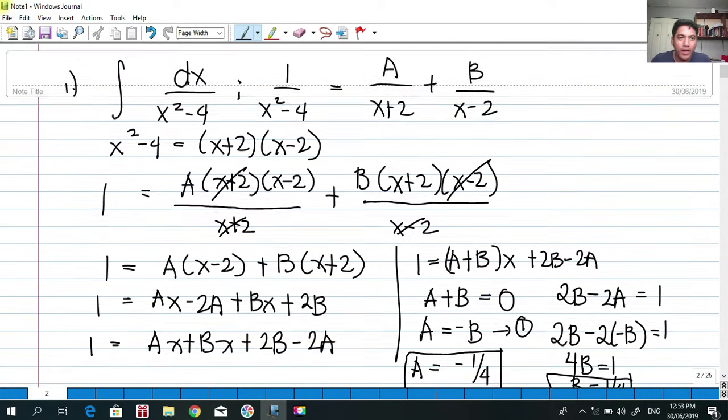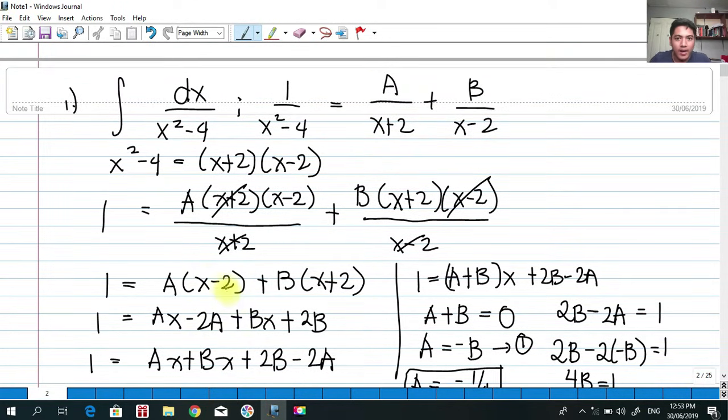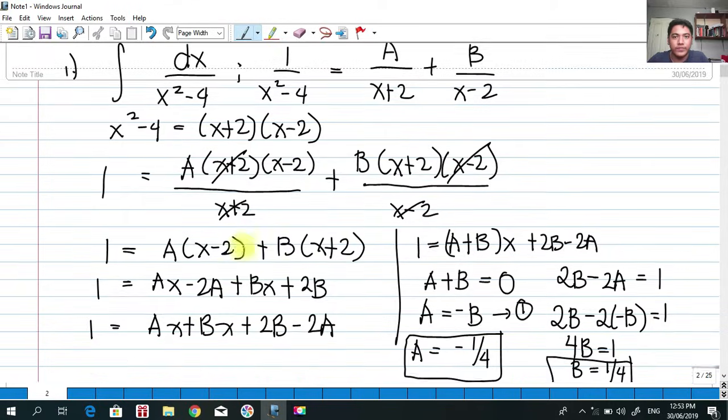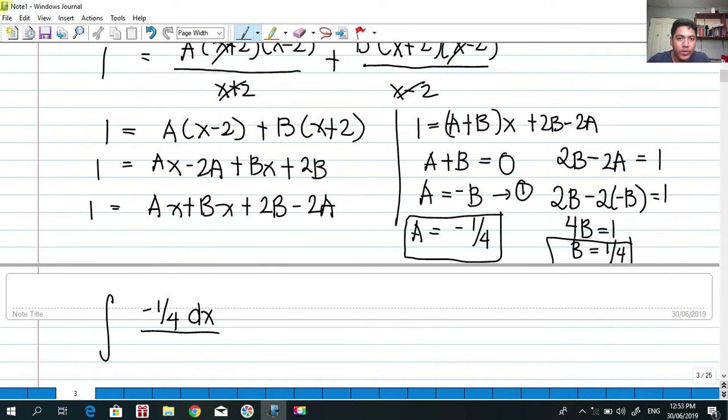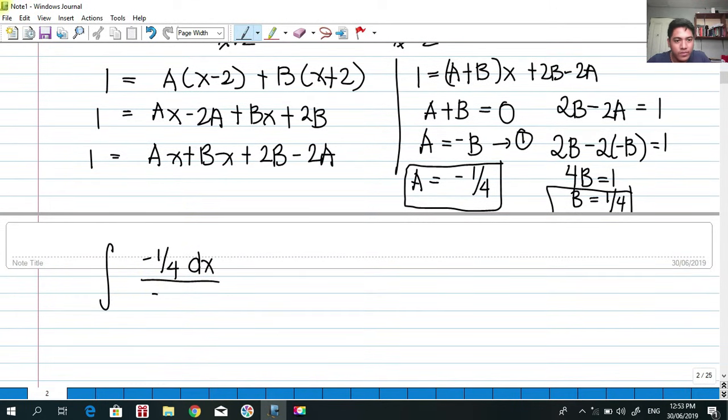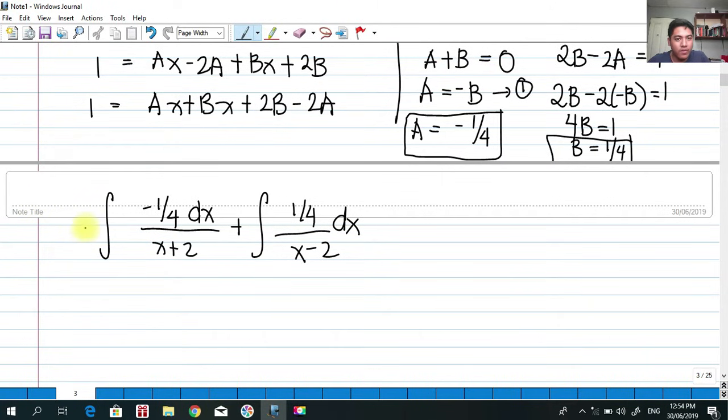And definitely, we will go back to our equation in here. Okay, this equation. So we have to find the integral of negative 1 over 4 dx over, what do we have here? x plus 2, okay, plus the integral of 1/4 dx over x minus 2. So that should be now our integral. So we can calculate that.